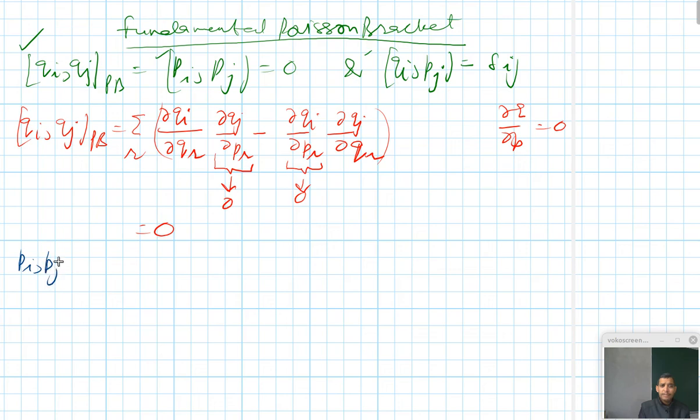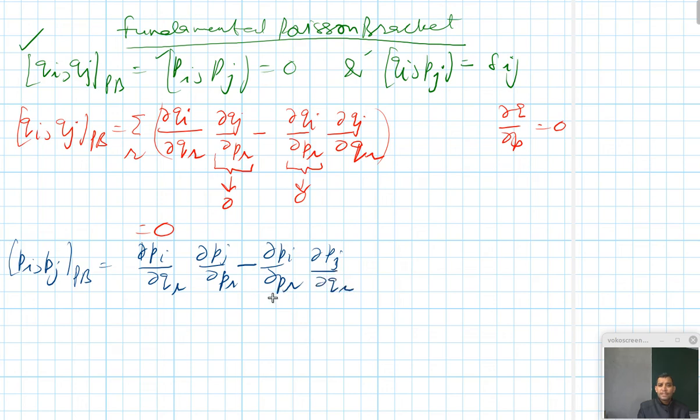Then let me talk about the next part. Similarly, p_i, p_j, its Poisson bracket can be written as ∂p_i/∂q_r and ∂p_j/∂p_r minus ∂p_i/∂p_r and ∂p_j/∂q_r, and this is equal to 0, and this is also equal to 0. So that means this makes this equal to 0. Let me now talk about the last part.